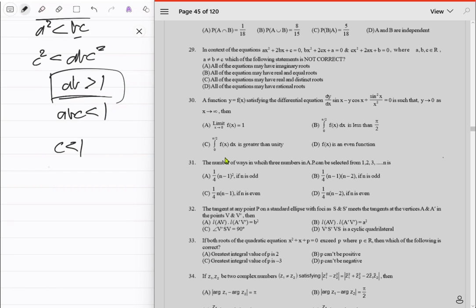But then तुम्हें पता है कि AC का magnitude bigger than 1 है and BC का magnitude भी bigger than 1 है, right? So using these two you can say B का magnitude भी less than 1 होगा, A का magnitude भी less than 1 होगा, which means कि ये कैसे हो गया? This doesn't actually make any sense, right? So it cannot be happening. So A is wrong. All of the equations may have real and equal roots.